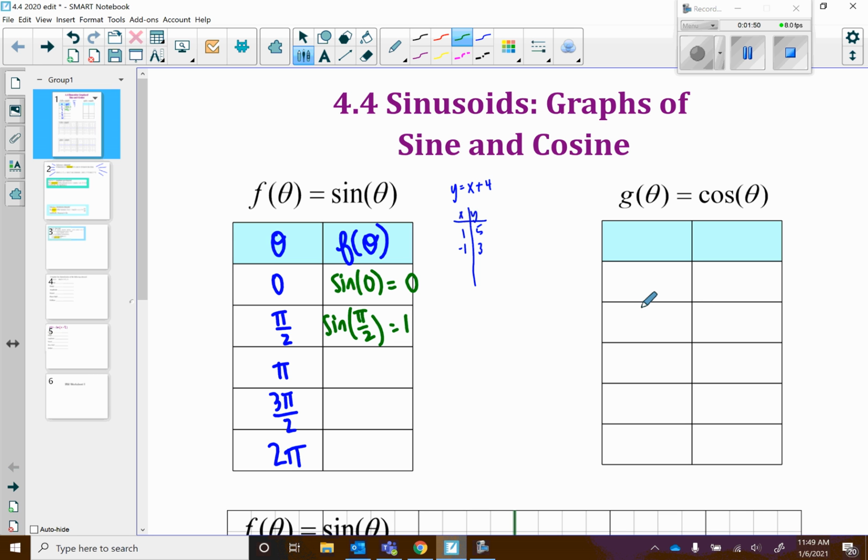If you want to pause the video, take a moment to find sine of pi, sine of 3 pi over 2, sine of 2 pi. That would be great. Otherwise, when you look on your unit circle, you should see 0, -1, and 0.